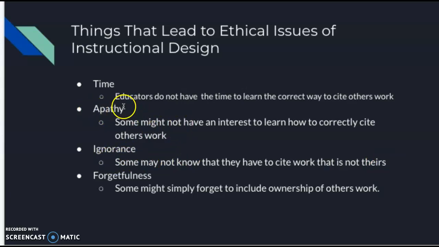Again, apathy. Some might not have any interest to learn how to cite others' work correctly. And lastly, forgetfulness. Sometimes teachers are very quick to create things for the need of the students, and that is fantastic, because in instructional design you have to think of every learner's learning style and try to reach that individual. They might find something that they think would work with that student, and they might not cite it properly because they just forget.